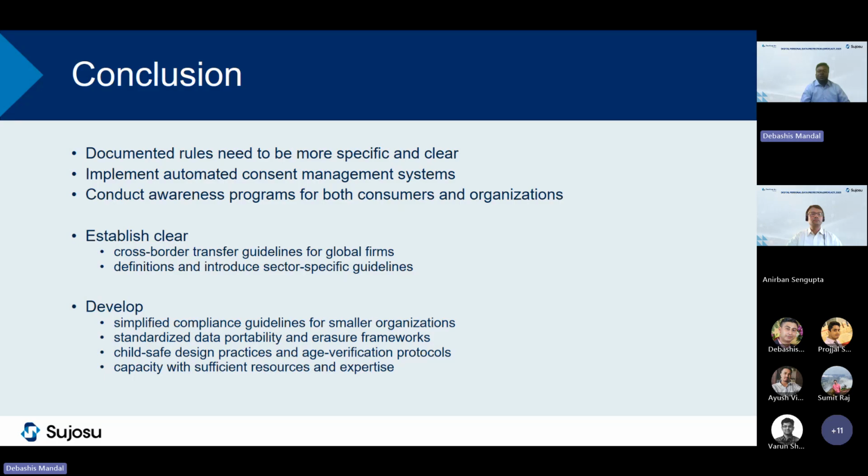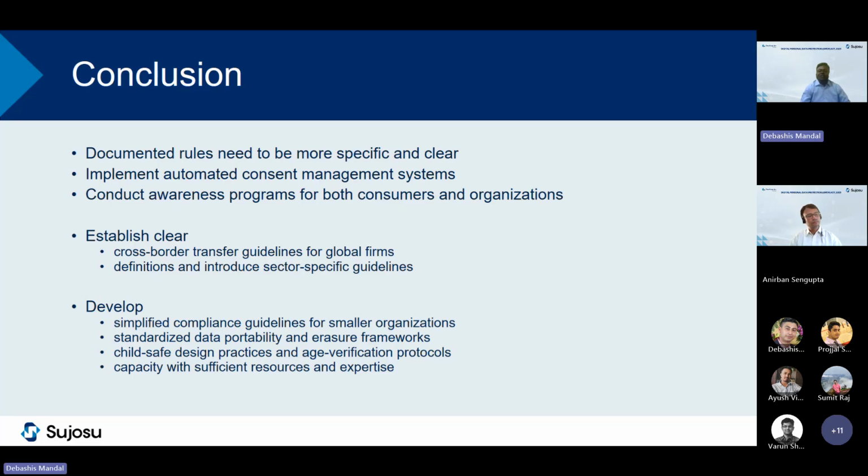Clear guidelines on cross-border data flow must be established for the global firms. Sector-specific guidelines also need to be in place so that organizations are helped to interpret and apply the rules accordingly in context. Develop simple compliance playbooks tailored for startups and small organizations where they lack legal and technical expertise. This can be done by offering them templates, rules, and sandbox environments, etc.